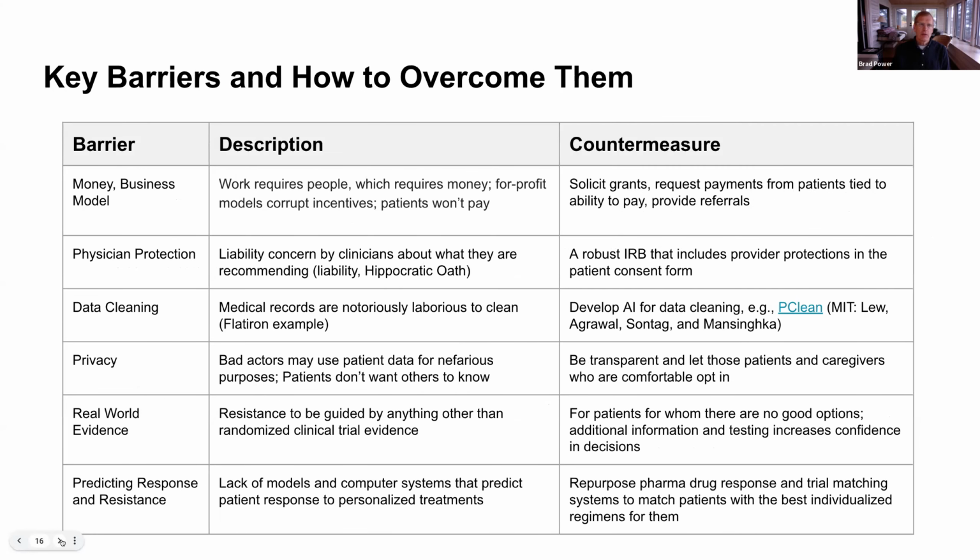As I mentioned, we have a few things, just to be sort of open about some of the things we need to figure out. I already mentioned money and business model. Physicians and physician engagement are always a challenge. They are very comfortable working in the system as they know it, but we need to find ways to engage them. Data cleaning is an ongoing issue that many have run into. Privacy, real-world evidence, competing with randomized clinical trials, and finding ways to predict response and resistance.